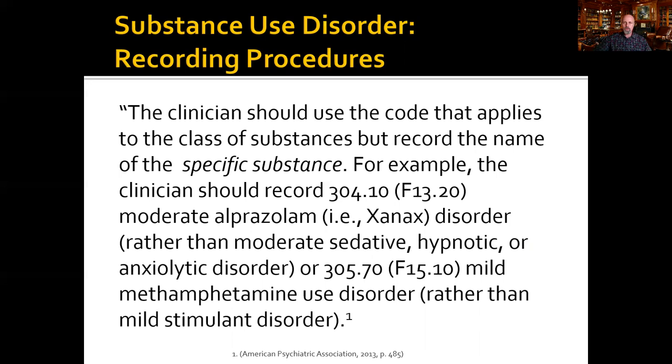Now note, that is what the DSM tells you, and that is what I am going to have you do for this class. I do recognize that some students have come back and told me that they work at an agency where they're using an electronic document that doesn't give them the option to select the specific substance, meaning there is no methamphetamine use disorder in the dropdown. All there is, is stimulant disorder in the dropdown. That's fine. Use whatever you need to do so that you can get your paperwork submitted for billing, but note that the DSM has said that you should be recording the name of the specific substance.